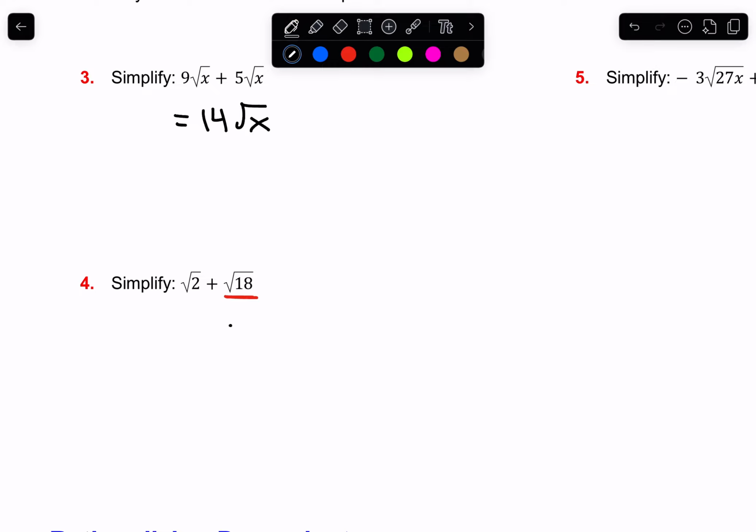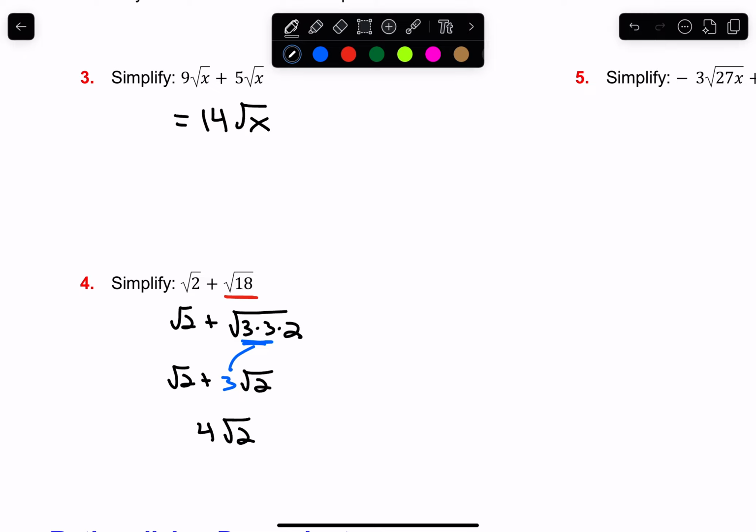Well, let's break down root 18 to be 3 times 3 times 2. Okay, so that's the prime factorization of 18. Now that I've done that, 2 3's on the inside become 1 3 on the outside, and I leave the root 2 behind. Okay, and we had a square root 2 in front this whole time. So now I have square root 2 plus 3 square root 2. Together this becomes 4 square root 2.